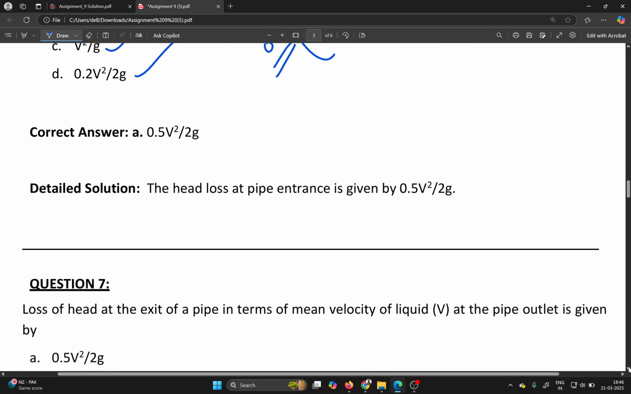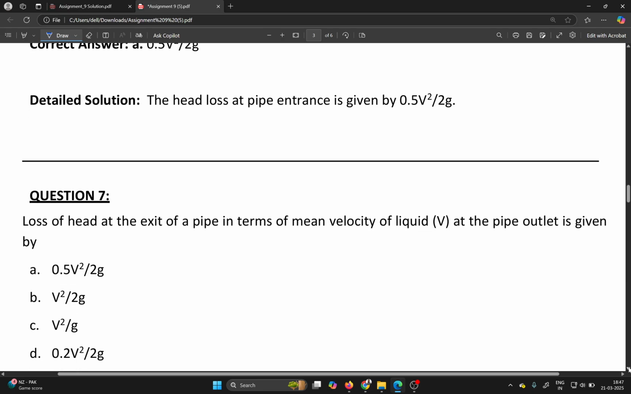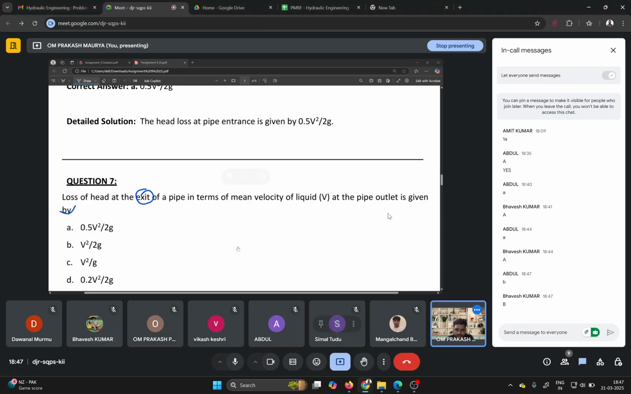Question number 7. The loss of head at exit of pipe in terms of mean velocity of liquid v at the pipe outlet is given by: here the question is exit. Everyone please, Bhavesh is telling B, Abdul also telling B. Other students please also try to write your answer.